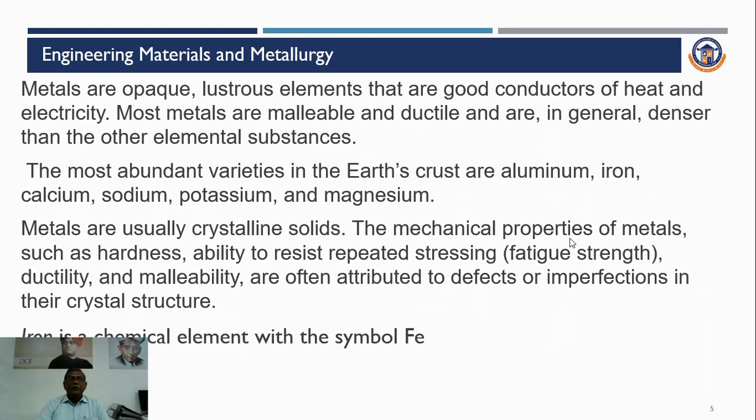The mechanical properties of metals such as hardness, ability to resist repeated stressing, that is fatigue strength, ductility and malleability are often attributed to defects or imperfections in their crystal lattice structure. Everybody knows that iron is a chemical element with the symbol Fe.